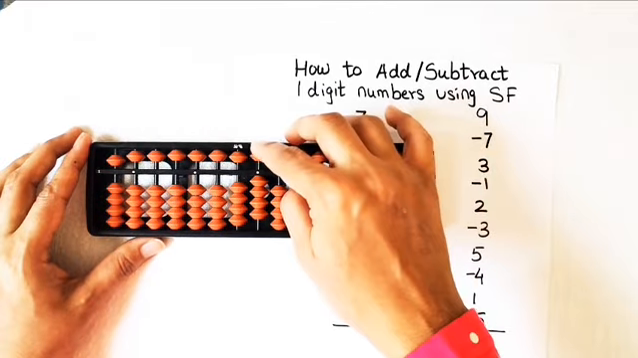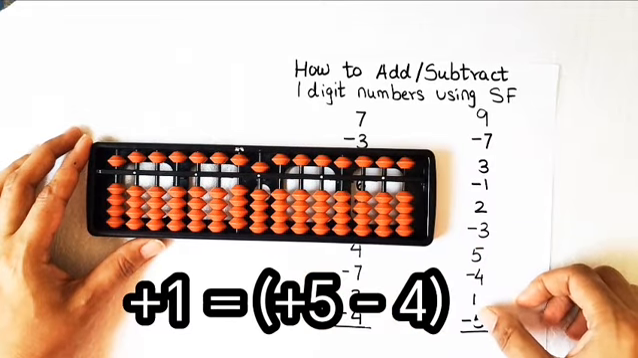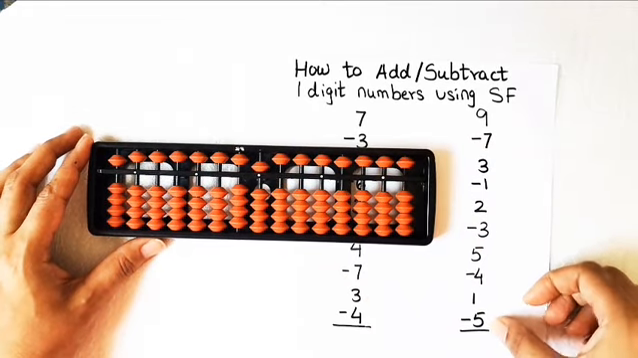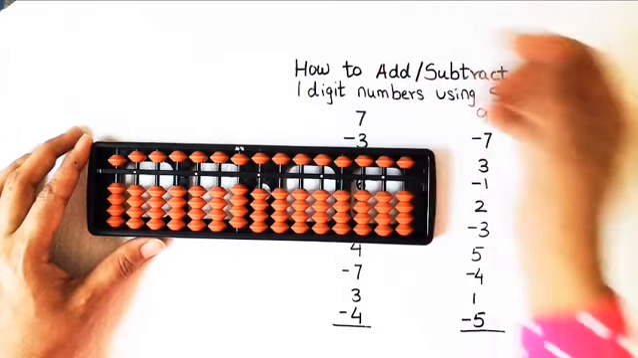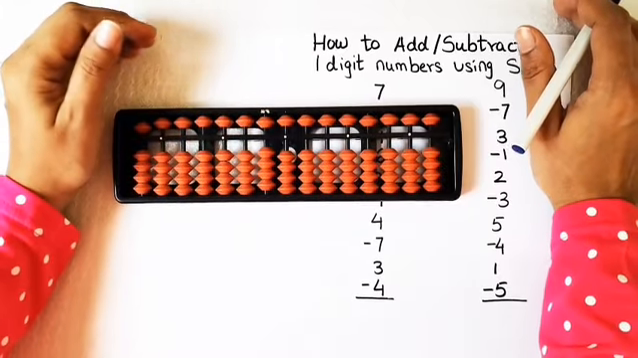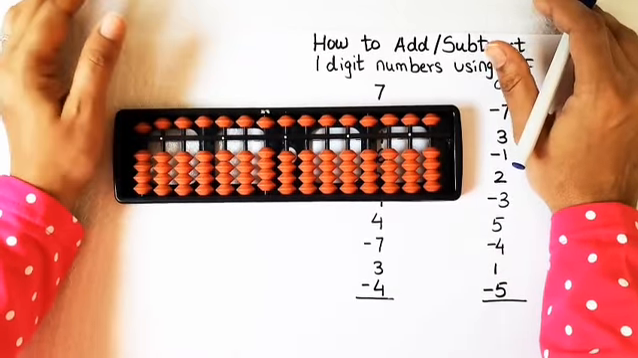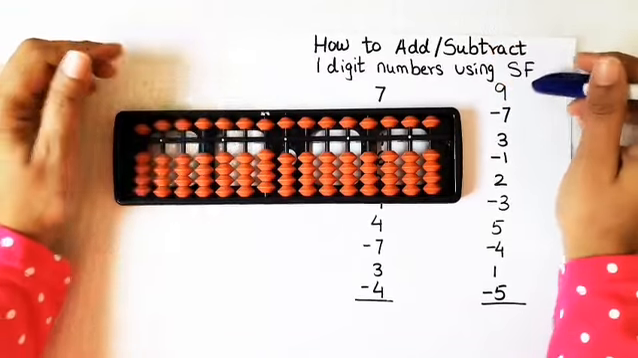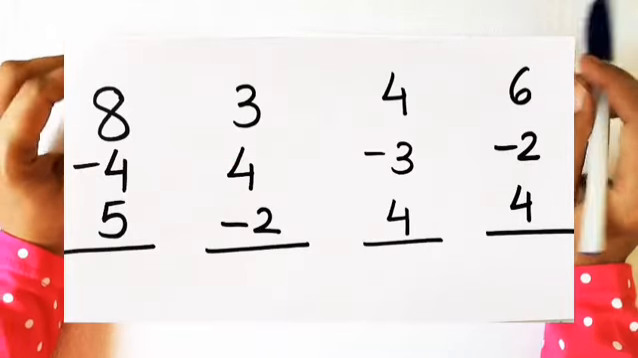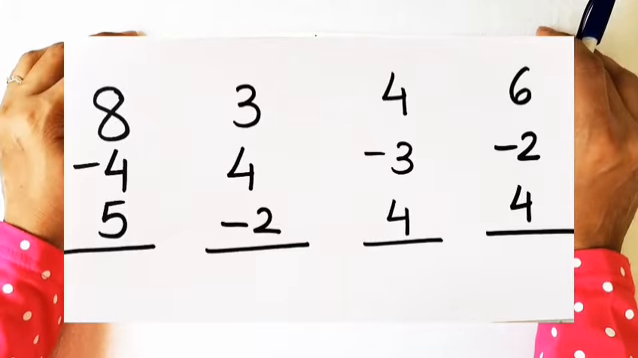Add 1. Add 5 and less the friend of 1, that is 4. And last one is less 5. So answer is 0. I hope you're confident in using the concept of addition and subtraction with the help of small friends. And this is a small task for you. You can pause the video, work it out and write the answers in the comments below.